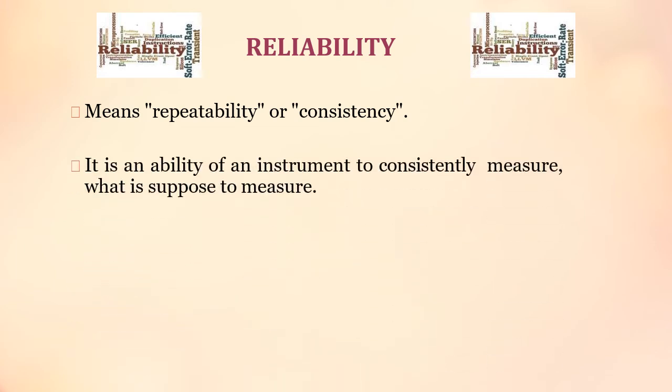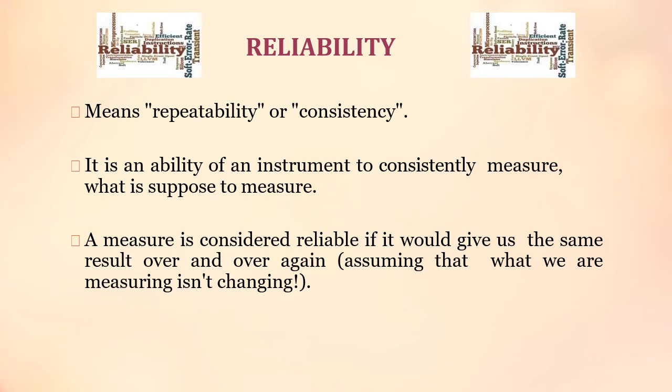It is the ability of an instrument to consistently measure what is supposed to be measured. So the instrument that is made measures consistently what is supposed to be measured. In validity, it is the degree of measure, and here it is consistency. A measure is considered reliable if it gives us the same result over and over again, assuming that what we are measuring isn't changing.